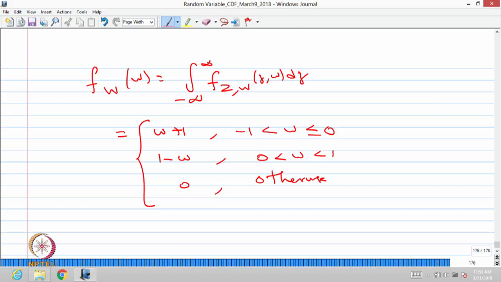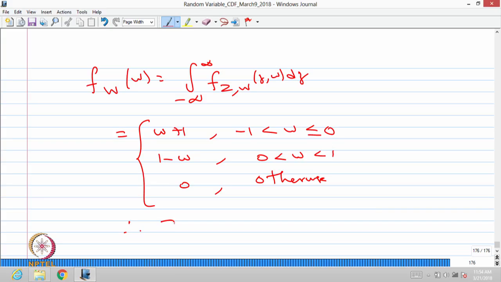If you multiply the probability density functions of Z and W like this, you won't get the value 1 by 2, which is the joint probability density function of Z and W. Therefore, you can immediately conclude Z and W are not independent random variables. X and Y are independent random variables, but the way we defined Z as X plus Y and W as X minus Y, they are not independent random variables. So, with this example, we are explaining how the theorem works.